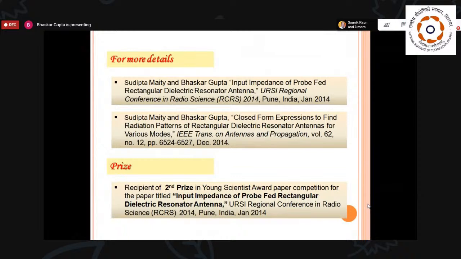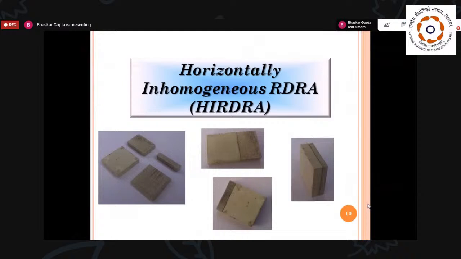And then I come to some innovation of ours, that is horizontally inhomogeneous RDRA, which was not investigated by anyone at all. We did it.